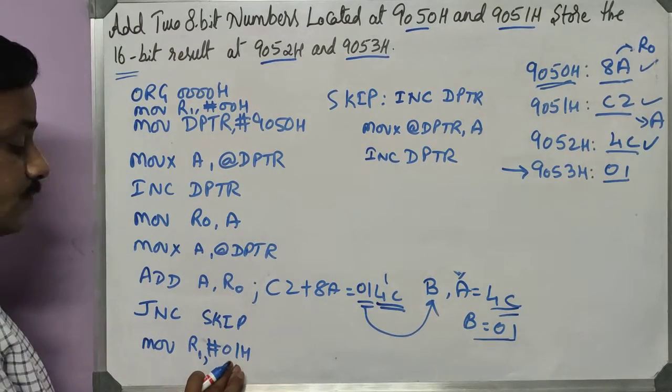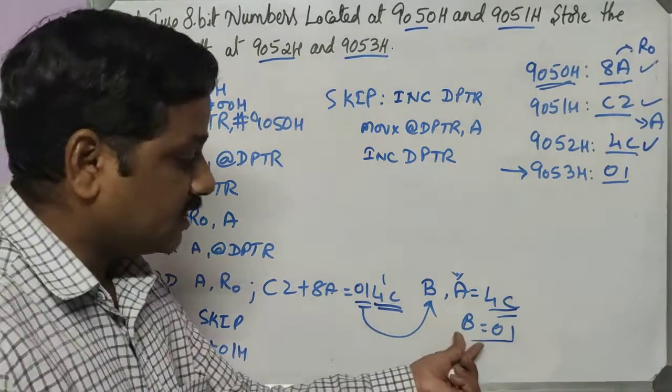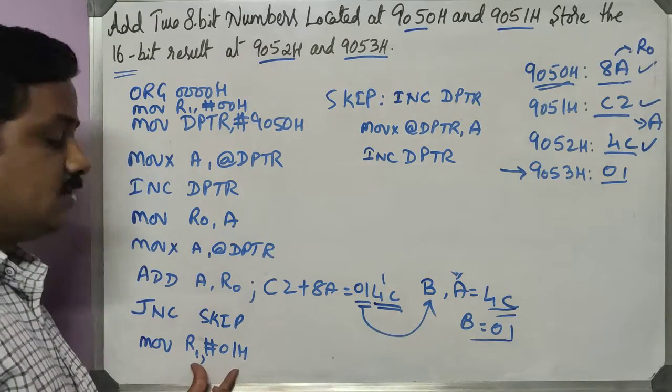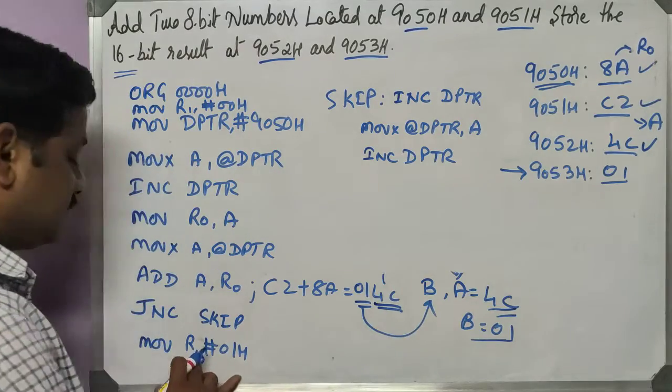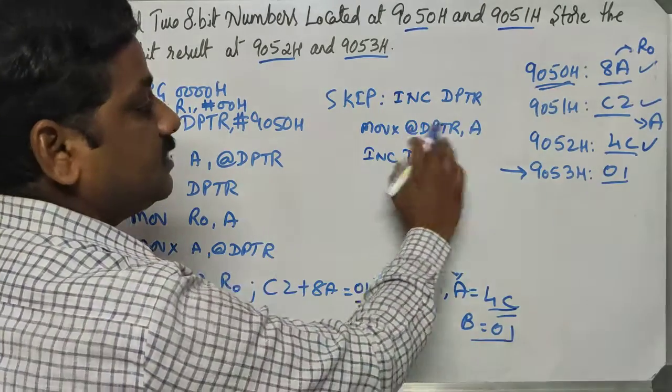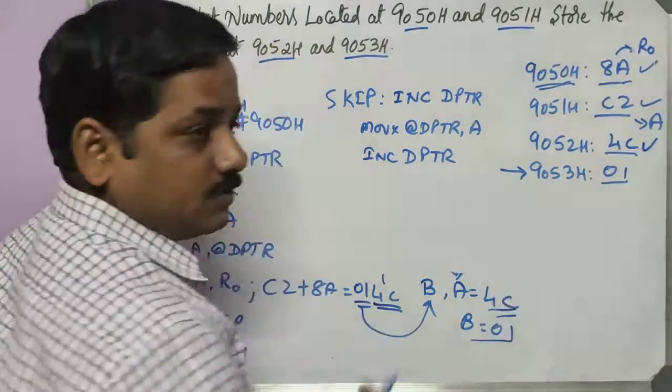And where should I put this one? I should put this one at 9053. I can't take directly from B, so I'm just using R1 instead of B. I hope it is clear now. After this, you will come here, increment DPTR, that has been done, and 4C is obtained here. Now increment DPTR, it is pointing towards this.